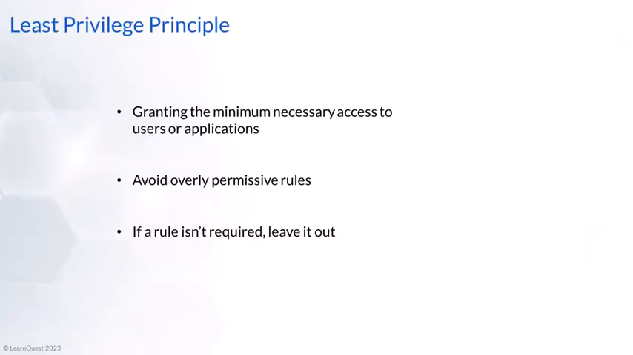The least privilege principle is crucial in firewall configuration. This means granting the minimum necessary access to the users or applications. Overly permissive rules should be avoided. If a rule is not required, it's better to leave it out. This minimizes the potential attack surface and reduces the risk of unauthorized access.